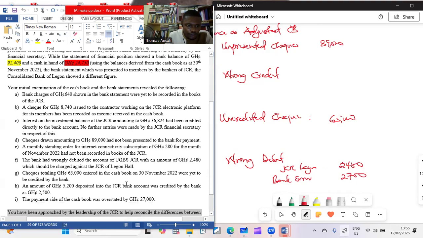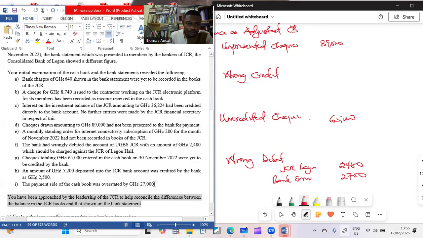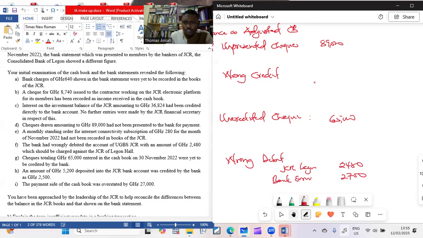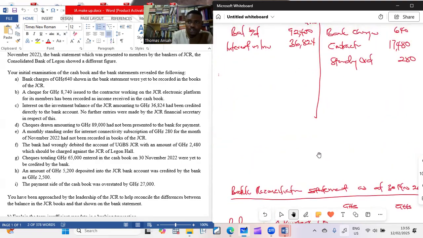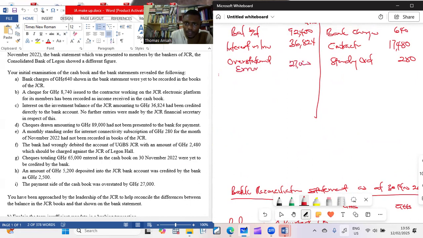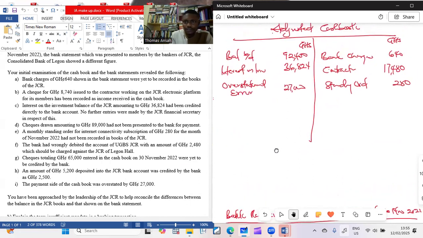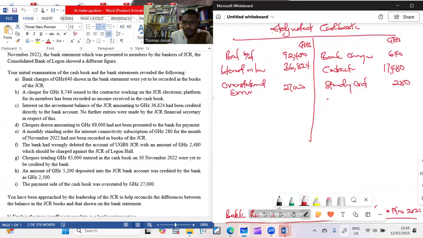The payment side of the cash book has been overstated by 27,000. So how do we cancel that overstatement? We go to the debit side, right? Because this is the payment side. So that will be overstatement error, 27,000. Clearly, if you check the figures, we are done. The size of the figures here is bigger, so our balance carried down will be here, meaning that our balance brought down will be here.